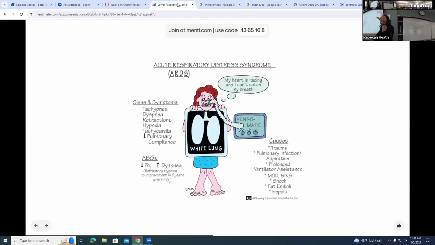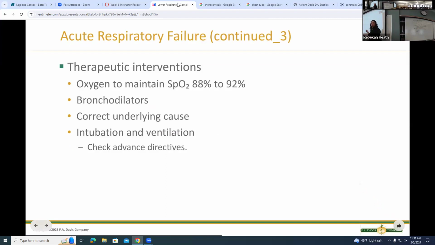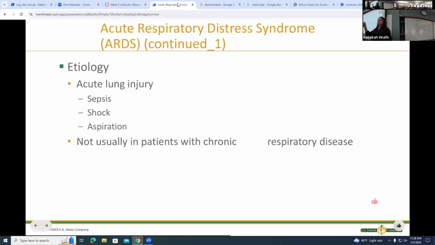Okay, and then we're going to talk about acute respiratory distress syndrome. So that's a little bit different than acute respiratory failure. With acute respiratory failure, we want to treat the underlying cause. Might be intubated or sedated. So with acute respiratory distress syndrome, that's usually not people who are chronically ill. So people might have acute respiratory failure and they have COPD or something like that.